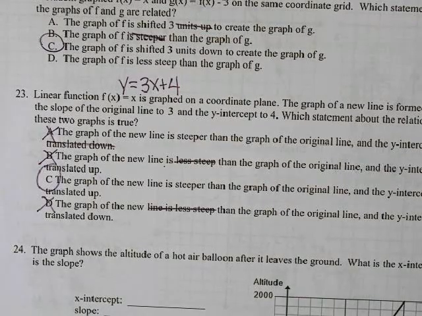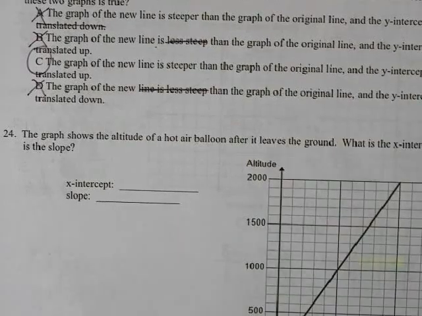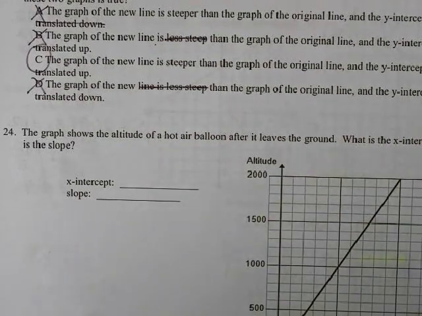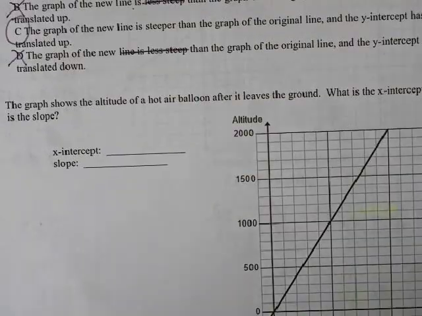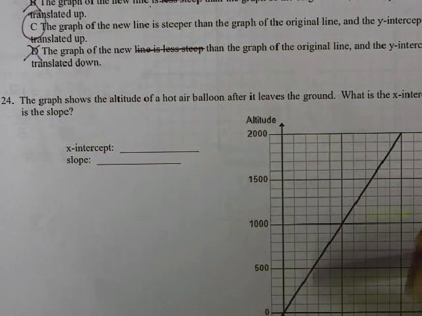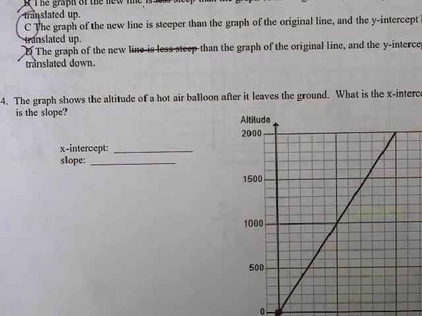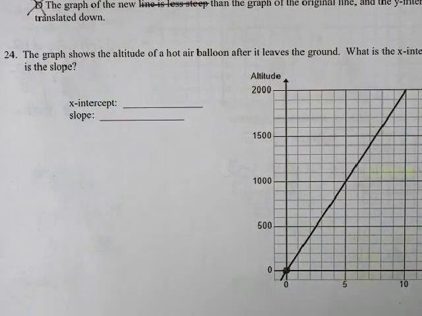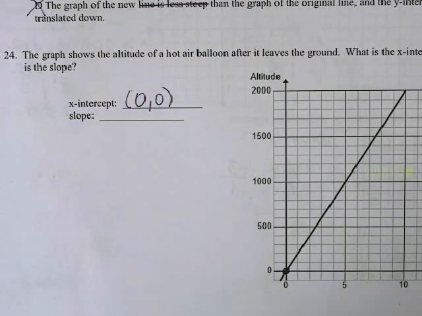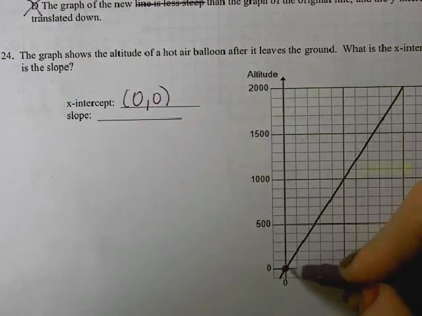Okay? All right, 24. The graph shows the altitude of a hot air balloon on the ground. What is the x-intercept and what is the slope? So once again, we need to pay attention to the axes. Okay, so here we've got the x-intercept. That's easy. That's just where it crosses the x-axis. The x-intercept is 0, 0. What is the slope? So we need to find 2 points, 2 pretty points on the graph.